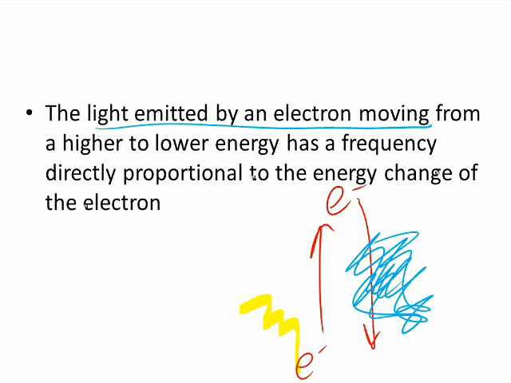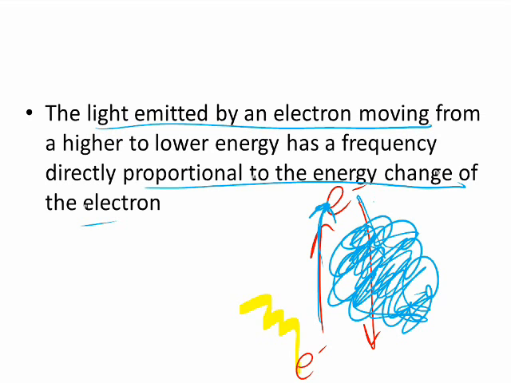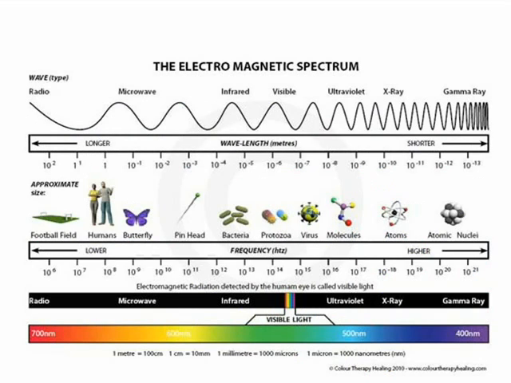Now that light emitted by the electron moving from the higher to the lower energy level has a frequency directly proportional to the energy change of the electron. The electron will get energy and emit it. So the color will correspond to the amount of energy. The higher frequency has higher energy. The higher frequency of color will have the higher energy. The lower frequency of color will have lower energy. Which ones have the higher energy? The higher energy here, this is lower energy. Higher frequencies, higher energy.